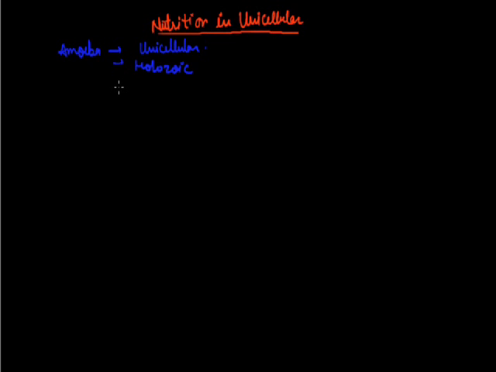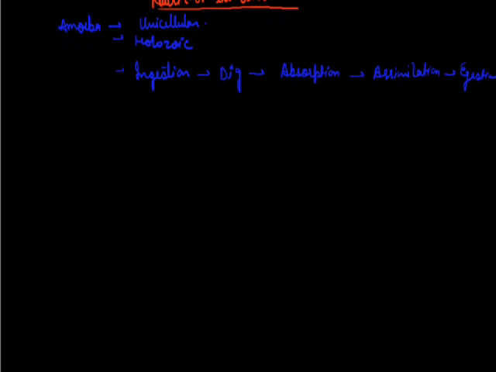And one more thing: because it's unicellular, there is no specific system for digestion, but it will follow all these steps. The first one is ingestion, the next one is digestion, after that absorption will be done, the next is assimilation, and after that the last one is egestion. Now I am going to draw all the diagram for this.